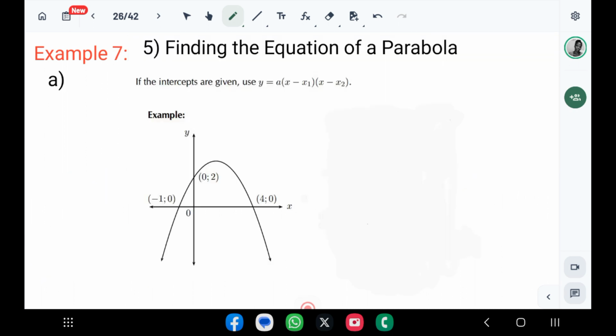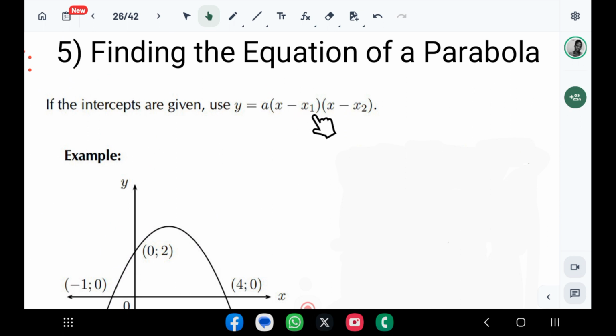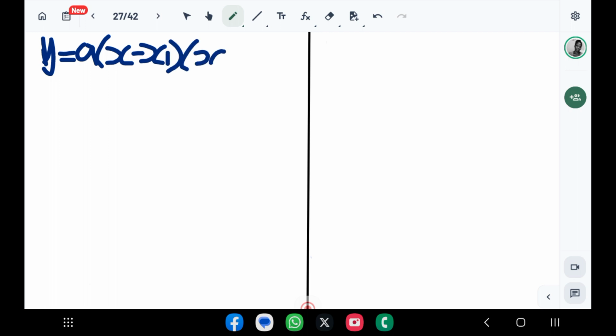Now let's find the equation of the parabola. Finding the equation of the parabola depends on the situation that you have. It depends on what the points given to you look like. If you've got all the intercepts given to you, both the x-intercepts and the y-intercept, you use this formula. You go y equals a in bracket x minus x1 in bracket x minus x2 and take it from there.